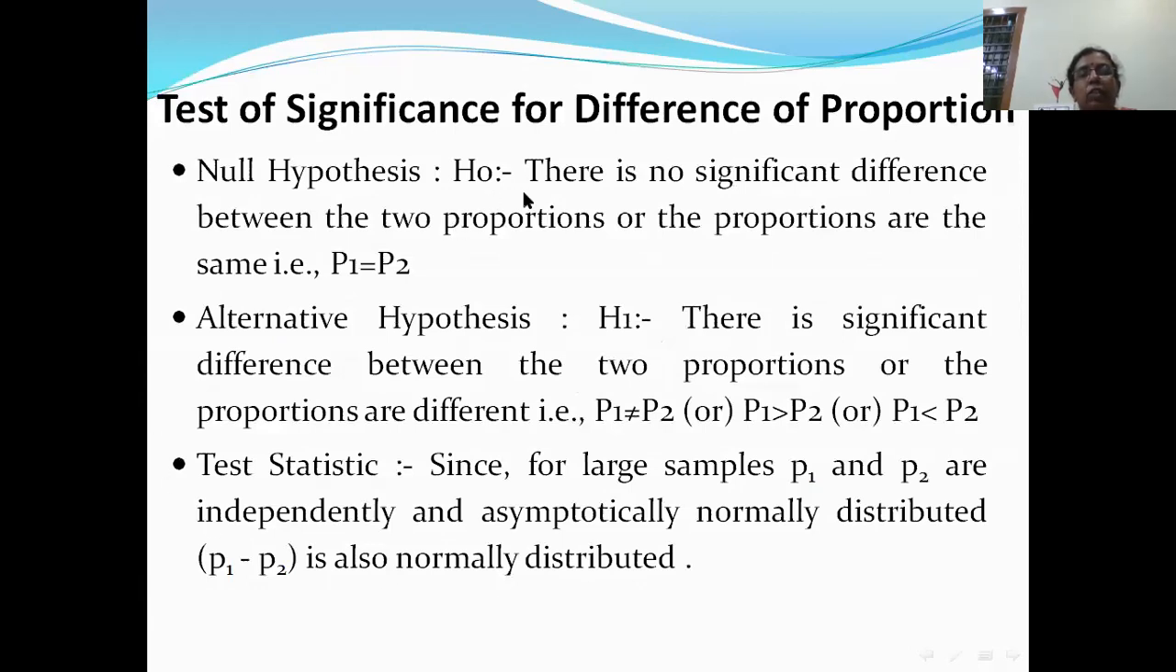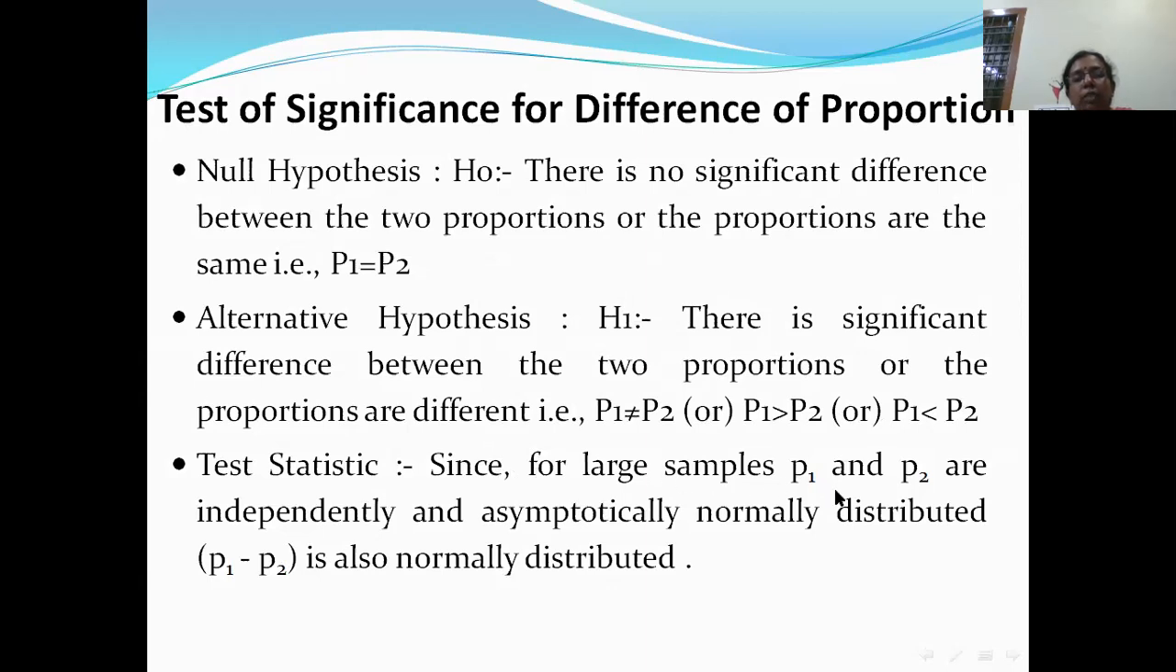Null hypothesis H0: there is no significant difference between the two proportions, or the population proportions are the same, that is capital P1 equal to capital P2. The alternative will be H1: there is a significant difference between the two proportions, or the proportions are different, that is P1 not equal to P2, or P1 greater than P2, or P1 less than P2, depending on the problem given to you. Next, we have to define the test statistic.